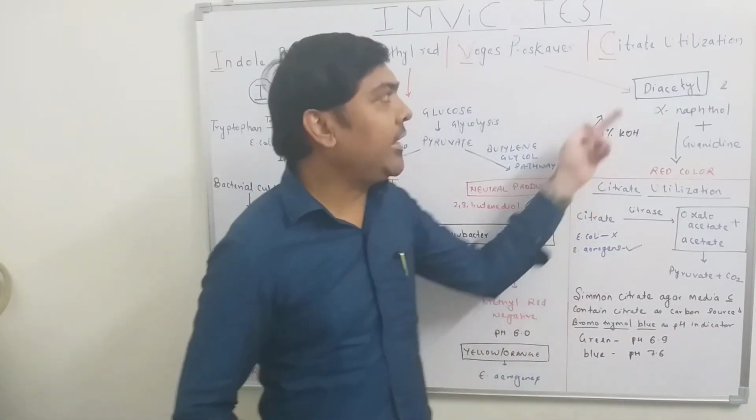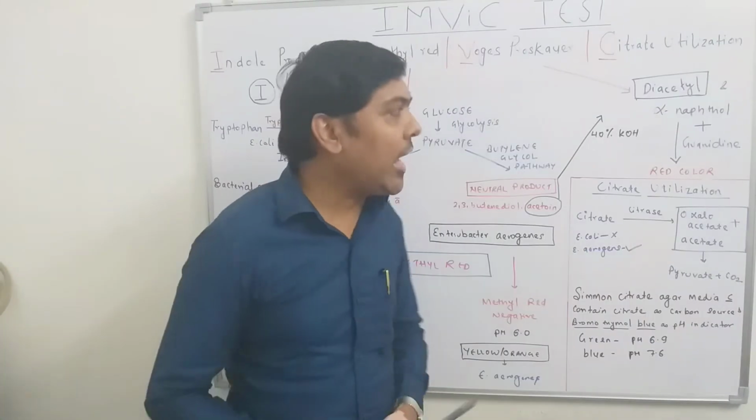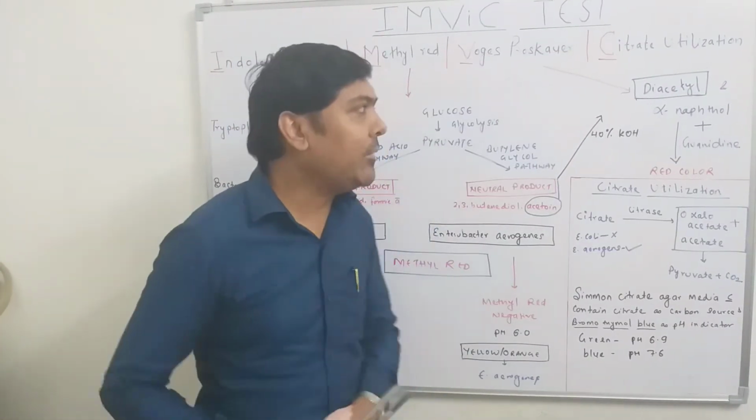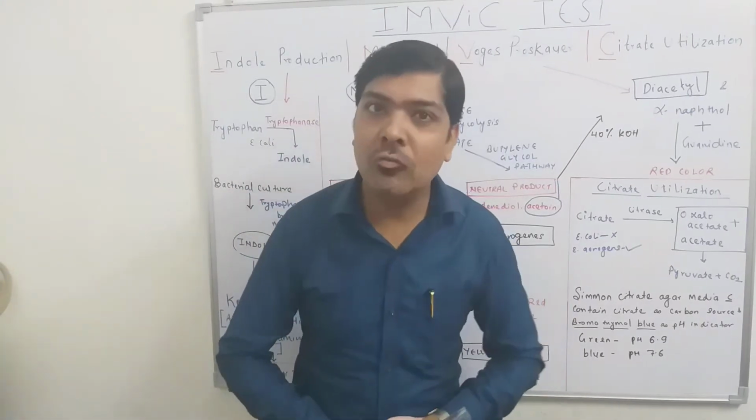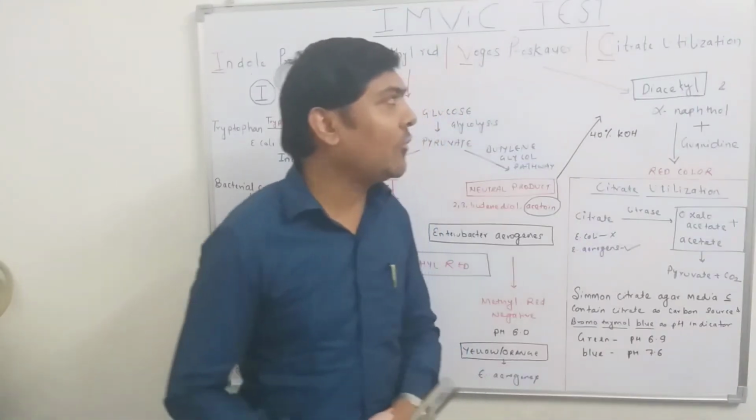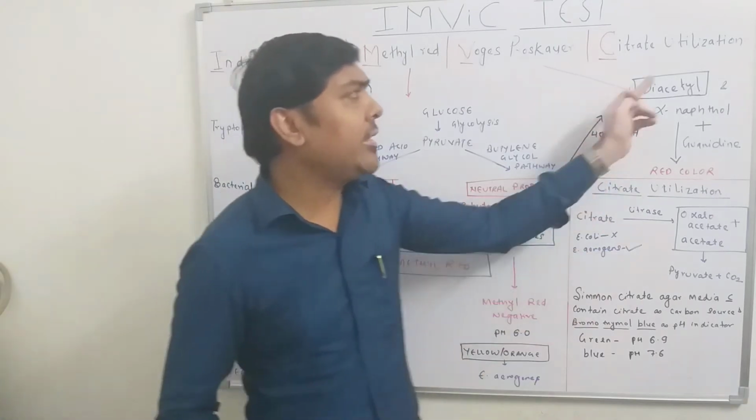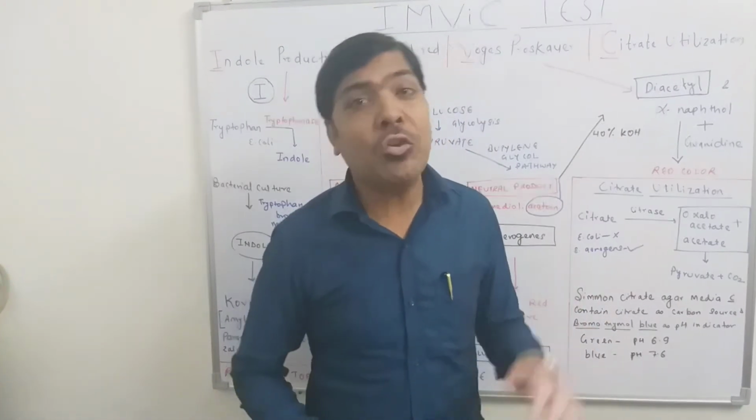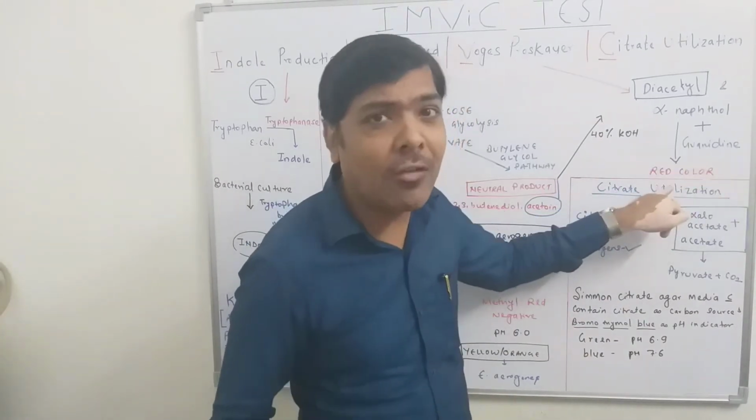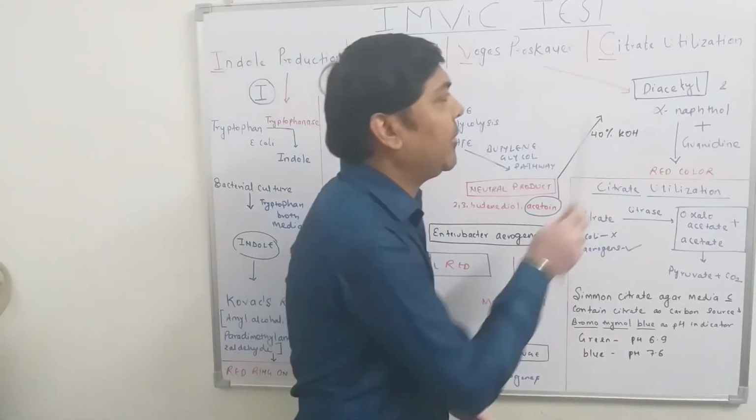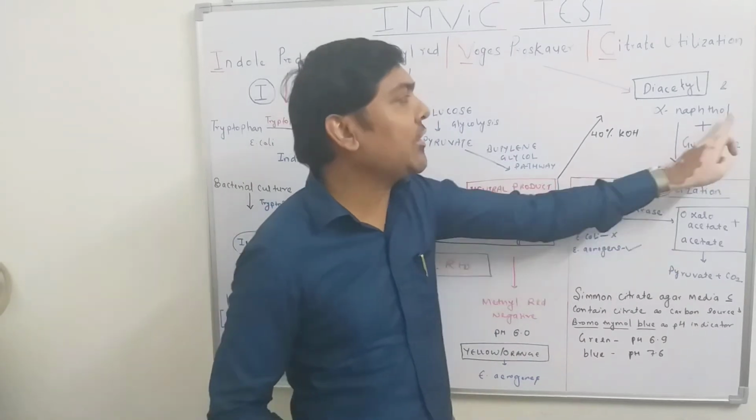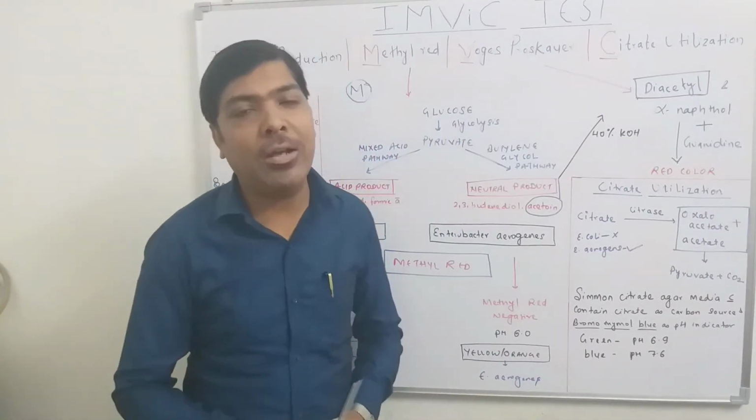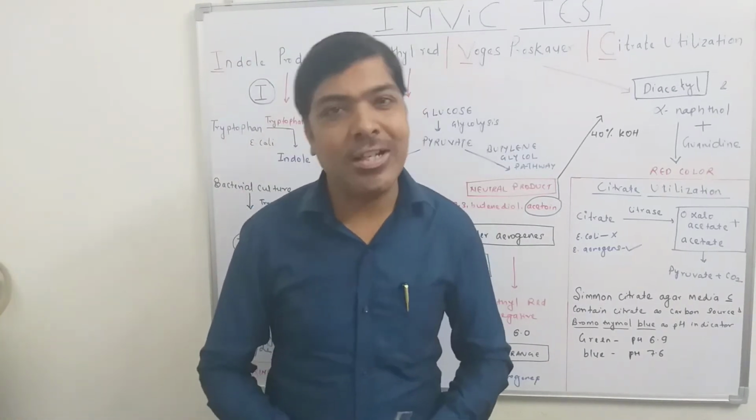Now further, this diacetyl, in the presence of alpha naphthol and guanidine, means we have to prepare the media that contains alpha naphthol and guanidine. Because of the presence of alpha naphthol and guanidine, this diacetyl is converted into red colored end products. So if the red color is observed after the addition of 40% KOH and in the presence of alpha naphthol and guanidine, then we can confirm that Enterobacter aerogenes is available in our sample.